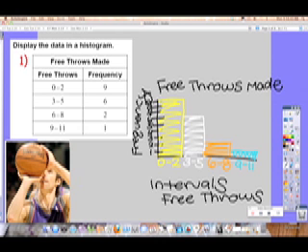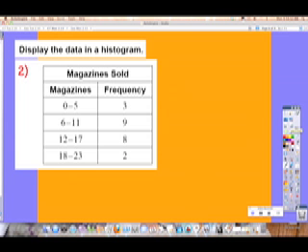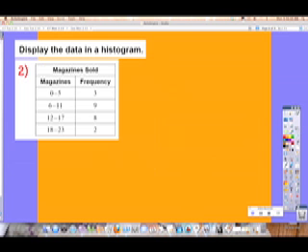Guys, nice and loud. What did you name this one? Magazines sold. Magazines sold. Okay, so that should be the title across the top. What's the key vocab word that goes on the left? Frequency. All right, we've got magazines. Is that weird on the orange background? No, I think it's okay. All right. Y-axis, x-axis, frequency right here.